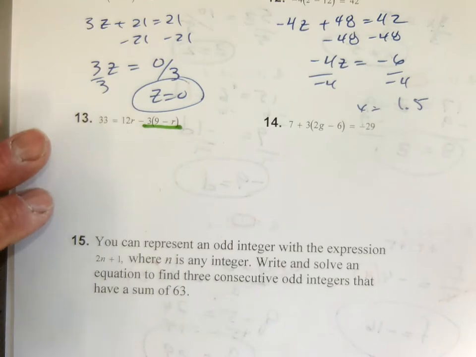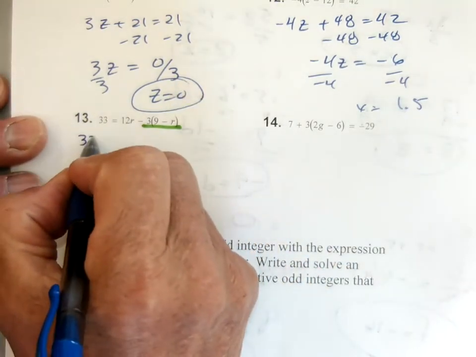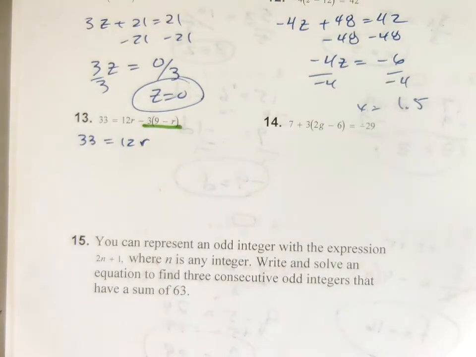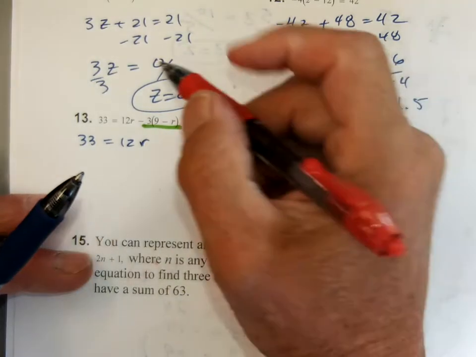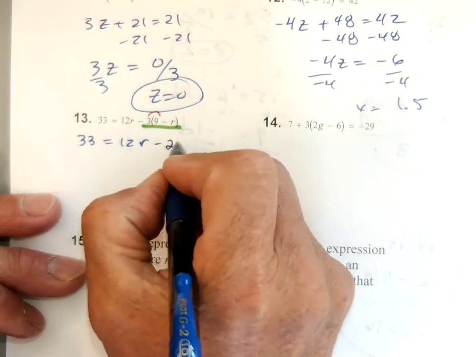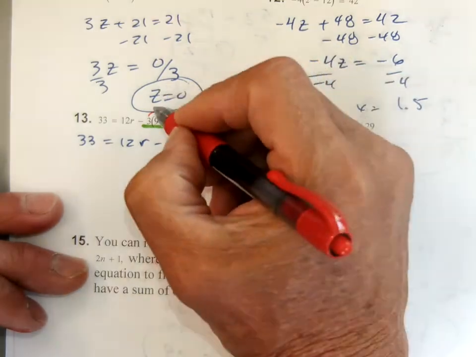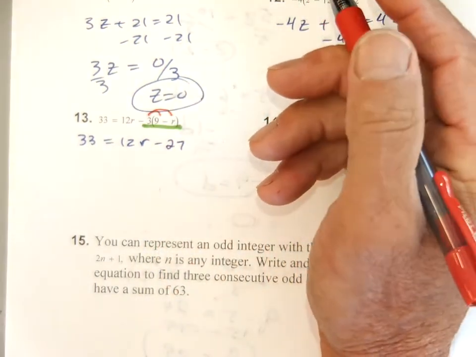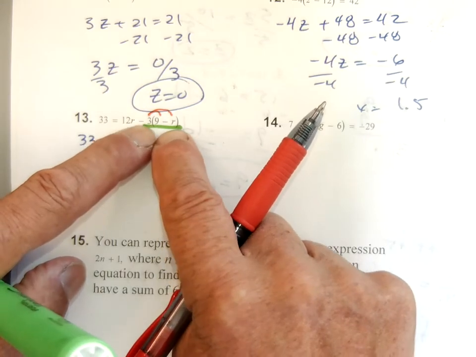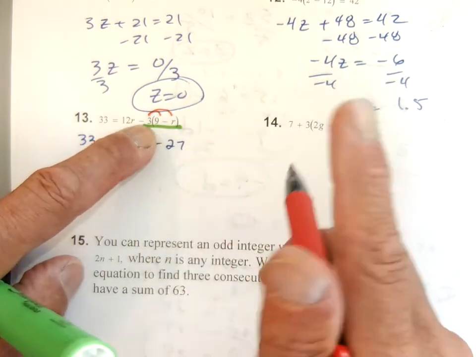So I'm just going to rewrite 33 equals 12r, okay? I'm going to rewrite that, and now I'm going to fix this mess. So I'm going to distribute. Negative 3 times 9 is a negative 27, and one more time, a negative times a negative is a positive, so I'm going to get a positive 3r. You see how it's a positive 3r?